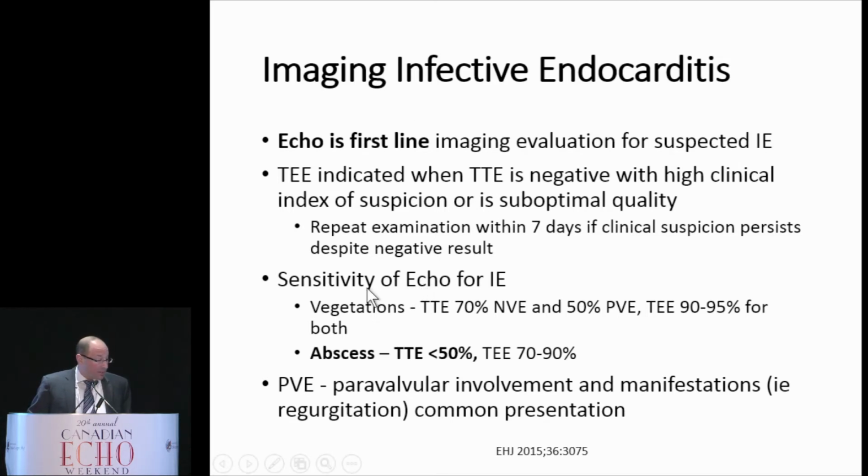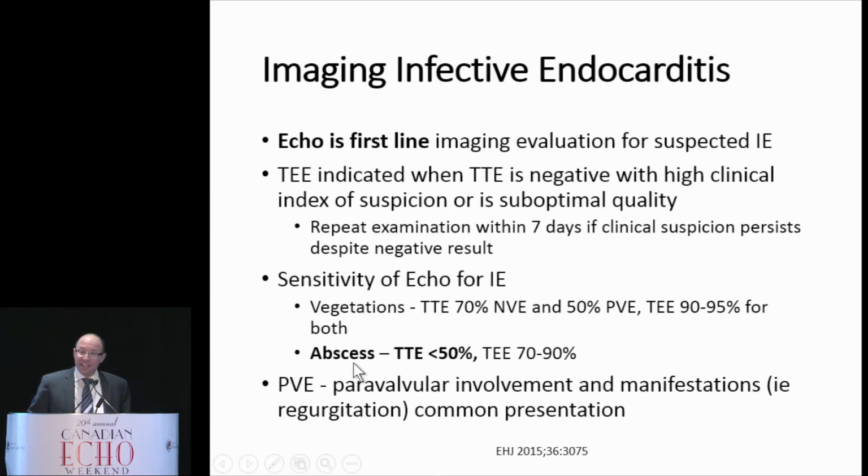A couple interesting numbers with regards to the sensitivity. So when it comes to vegetations, TTE is actually pretty good. It's over 70% when you pool all the studies together for native valve endocarditis, and obviously much less for prosthetic valve endocarditis, 50%, which rises up to 90–95% for TEE.